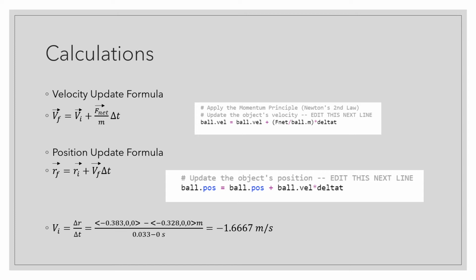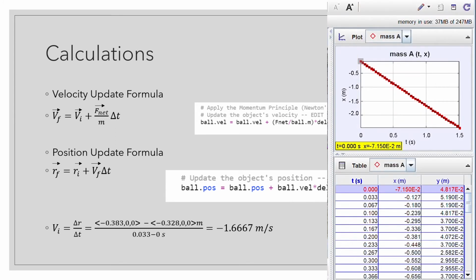To solve for the initial velocity, we use the change in position over the change in time. We use the first two position points in our data and divide that by the corresponding time, which is final minus initial. When we do this, we get an initial velocity of negative 1.6667 meters per second.